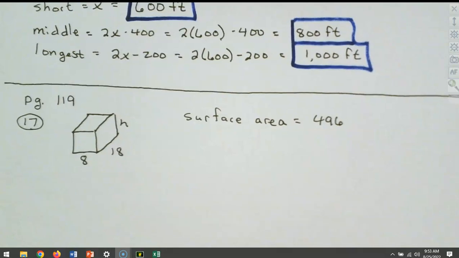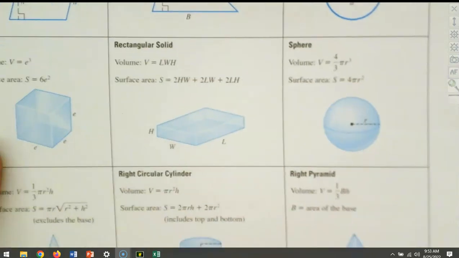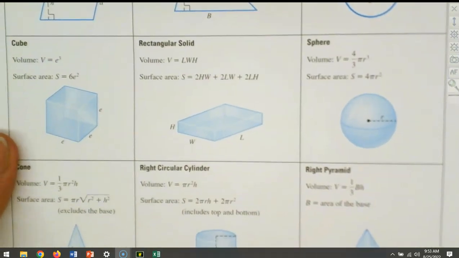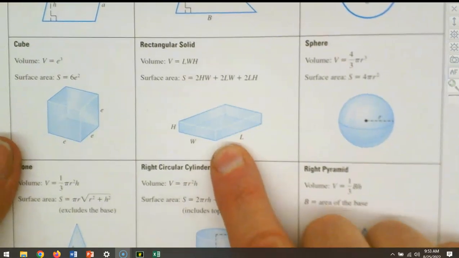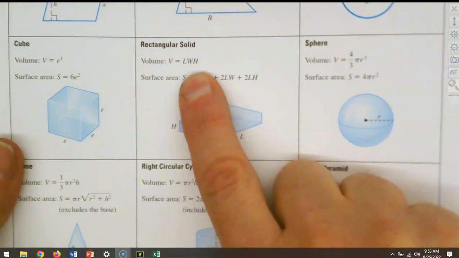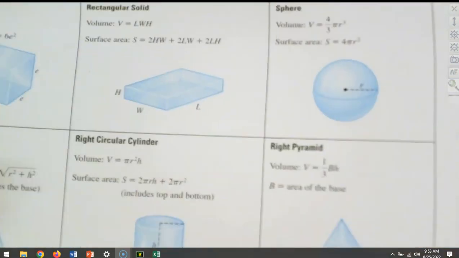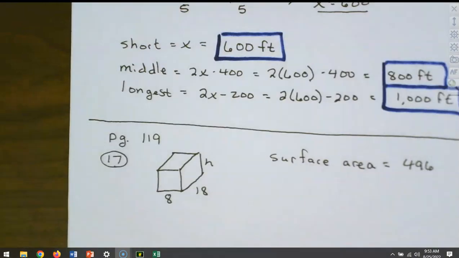Now, when we need a formula, we can go to the back cover of our textbook. And it's going to have all the formulas that we need. And if we go to the back cover of our textbook, when we look at that storage bin, it looks like a rectangular solid. Okay? We don't need the volume. What are we looking for? Surface area. So we're going to write down our formula for the surface area, and then we're going to apply that formula to our diagram here.